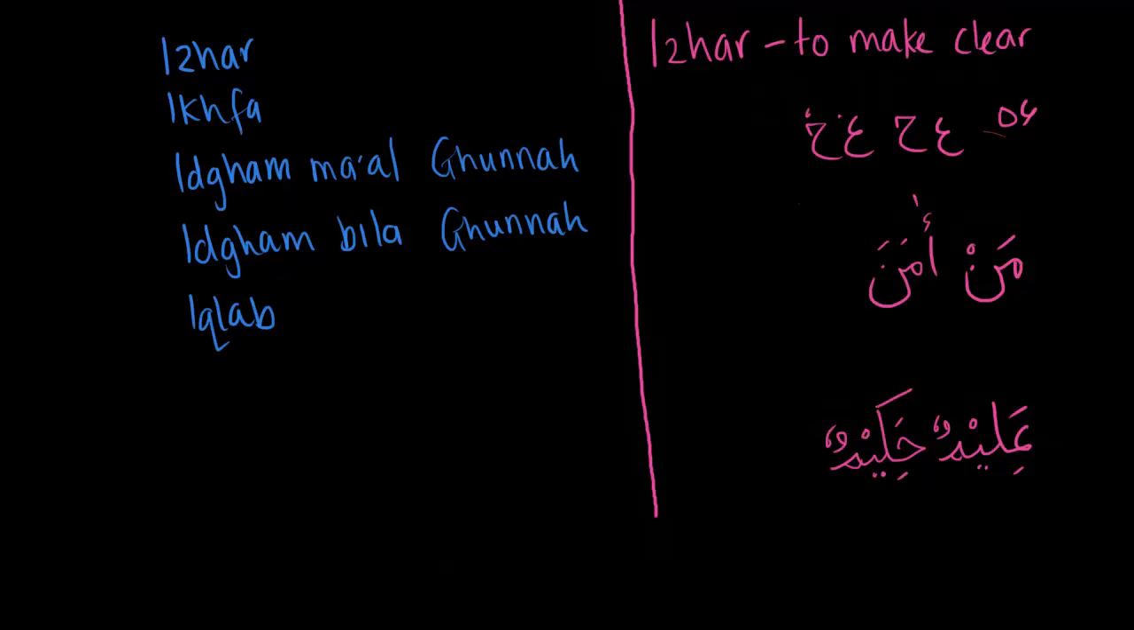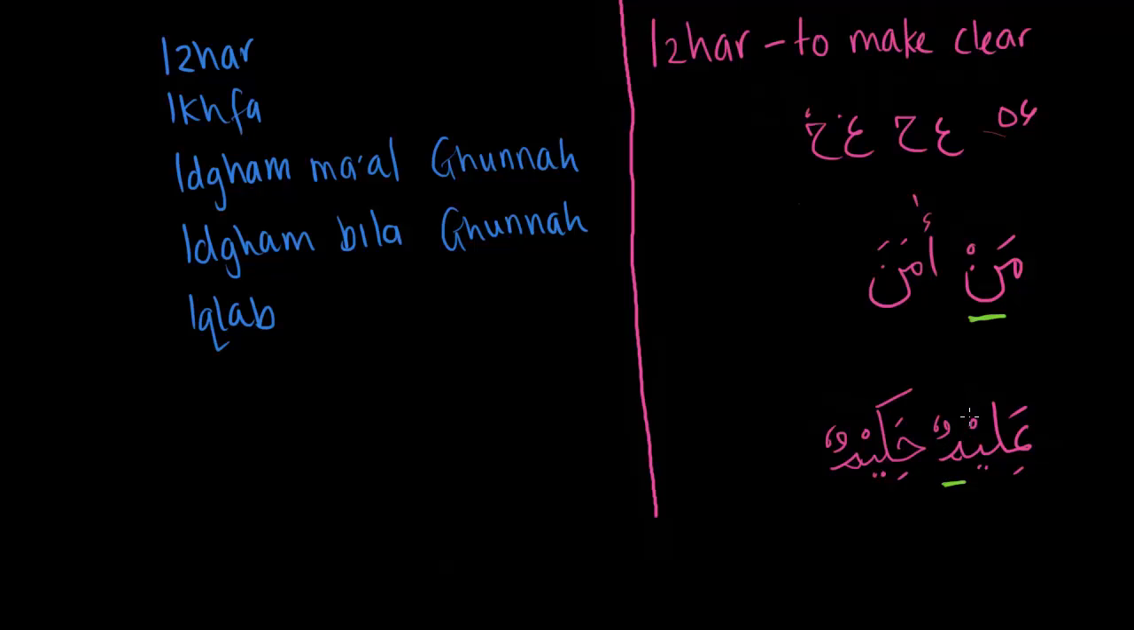If you look at this example, you see there's a nun sakin here and there's a tanween right here. Now, we need to see what came after the nun sakin and what came after the tanween. After this nun sakin, a hamza came, and we know that hamza is a letter of izhar because it's right here. And after this tanween, a ha came, and we know that ha is also a letter of izhar. So we have to read this nun sakin and this tanween with izhar.